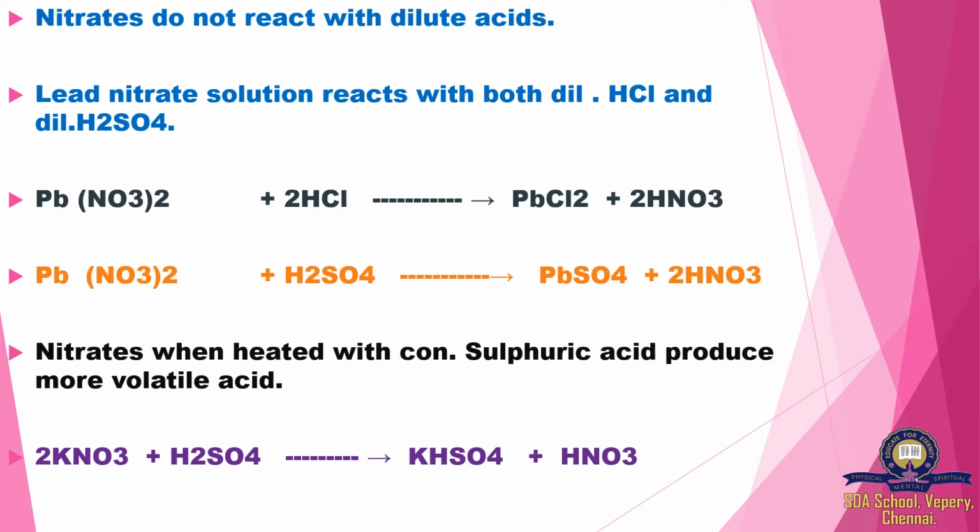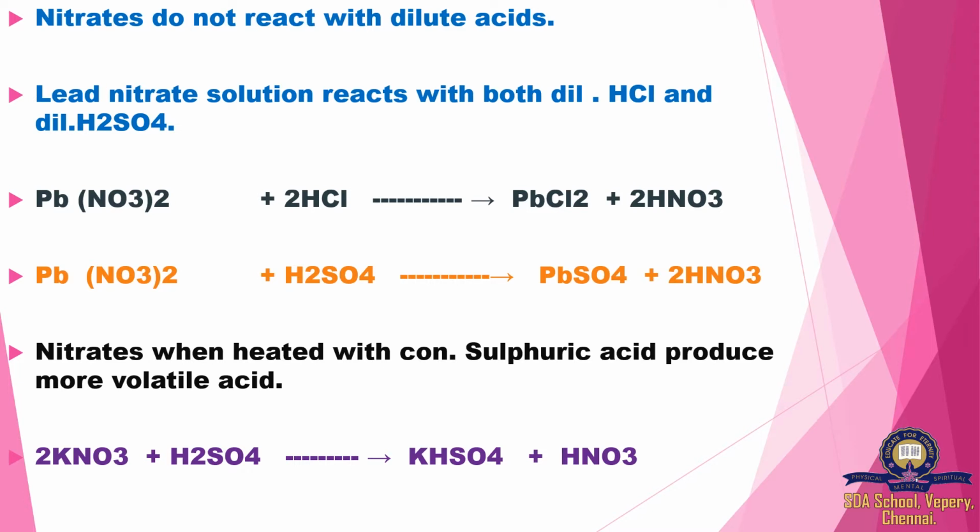Nitrate salts do not react with dilute acids. Lead nitrate solution reacts with both dilute hydrochloric acid and dilute sulfuric acid. Because it's an exception, lead nitrate reacts with hydrochloric acid to produce the corresponding lead chloride and nitric acid. Then lead nitrate reacts with sulfuric acid, giving the corresponding lead sulfate salt and nitric acid.